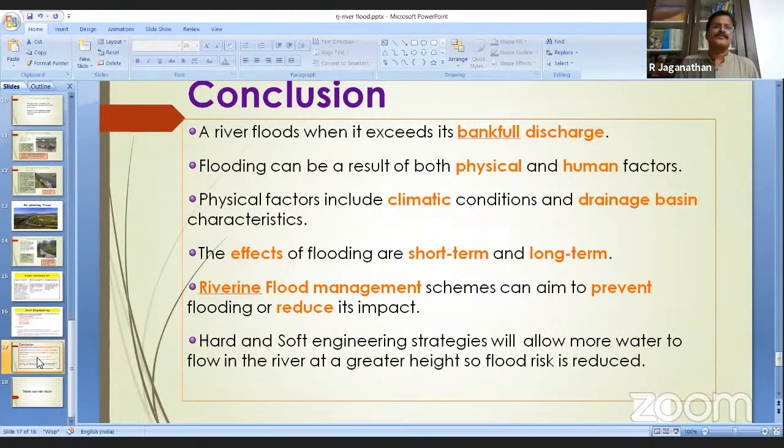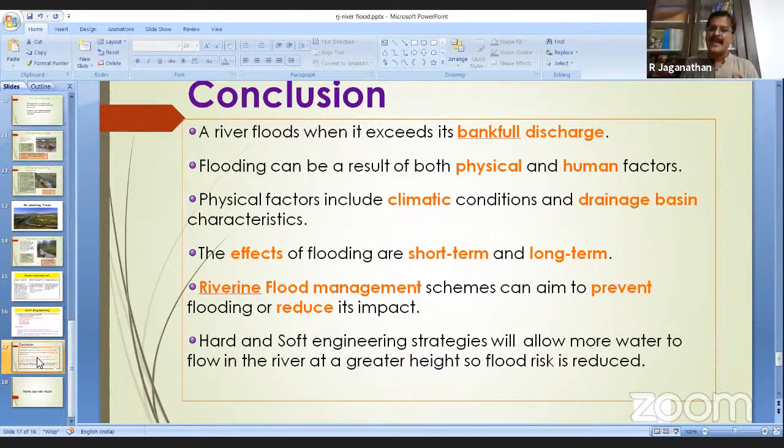In conclusion, when a river flood exceeds its bankfull discharge, there is a need for hard and soft engineering strategies. Flooding can result from both physical and human factors. We have to do very good analysis. We have to assess it. We have to prepare a map. What are the physical variables? What are the human variables playing a very important role in flooding and other things? How do they damage the riverine ecosystem?